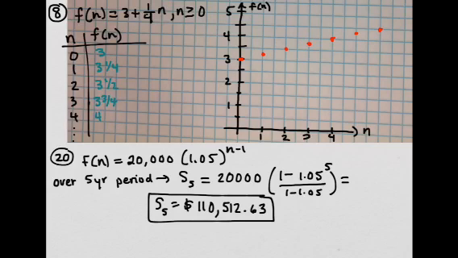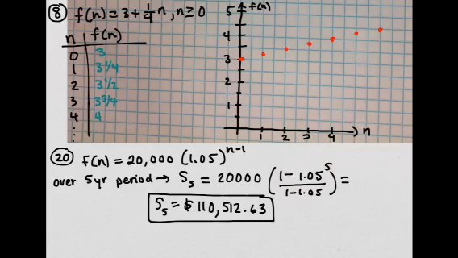So for number 20, it says that Matthew earns a salary of $20,000 and will get an increase of 5% each year. What were his total earnings? So it's asking for total earnings over a 5-year period. So that means they want the sum of the 5 years, not the 5th year, but the sum of the 5 years. So we're using the sum formula for geometric series right here.